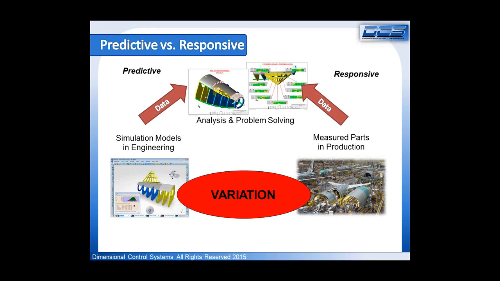And so when we think about this from this perspective of the dimensional engineering process, we talk about coming at this from two directions. One is a predictive approach, which is based on engineering simulation, and the other one is a responsive approach, which is based on monitoring and problem solving based on measurement during the production process.